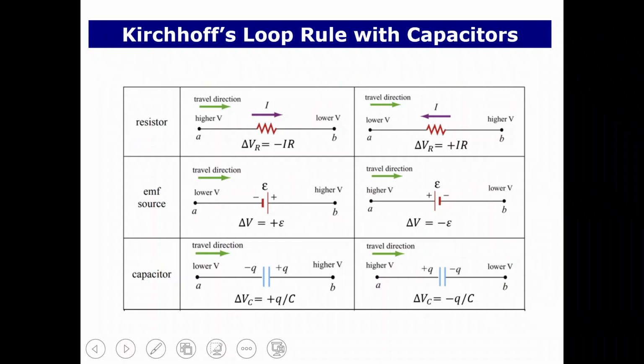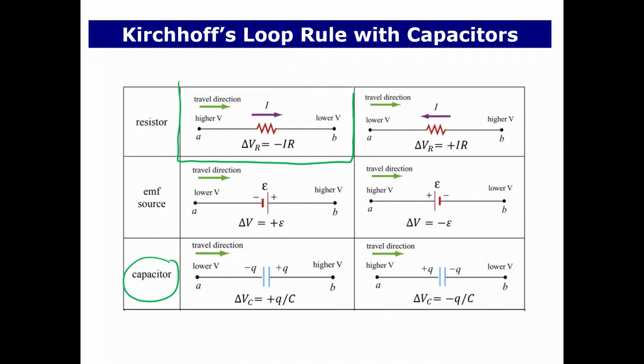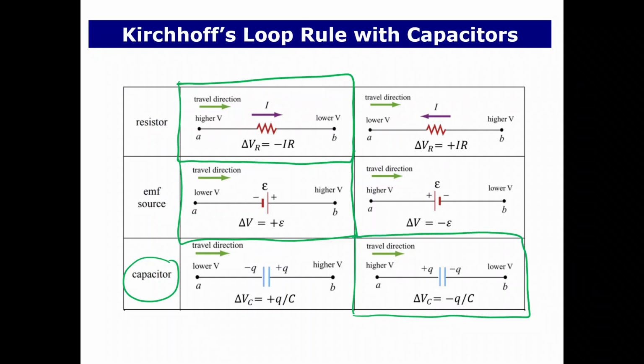So just a note on Kirchhoff's loop rule with capacitors. We've already seen how to use Kirchhoff's loop rule with resistors and our EMF sources, our power supplies, batteries, and so forth. Now we can add on our capacitors. The traditional way we look at capacitors in this table is actually going to be the opposite. The way we normally think about resistors and EMFs is on the left. The normal way we think about capacitors happens to be on the right of this table.